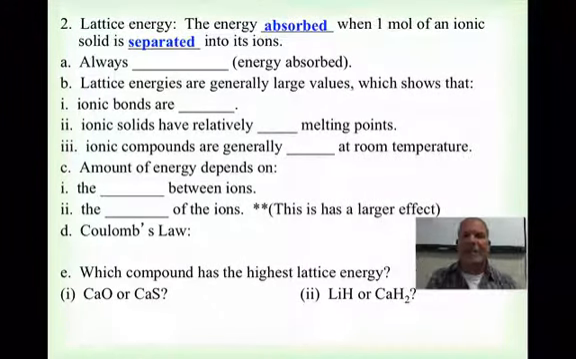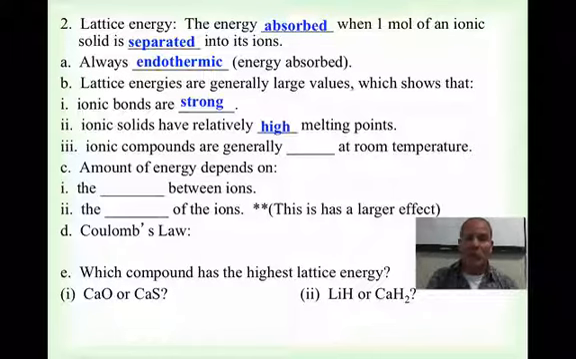The lattice energy, by definition, is the energy absorbed when 1 mole of an ionic solid is separated into its ions. Understand this, lattice energy is always endothermic, meaning the energy is absorbed. Lattice energies are generally large values, which show that ionic compounds are strong. Because they're strong, they have a high melting point. And because they're strong, we generally find them as solids at room temperature.